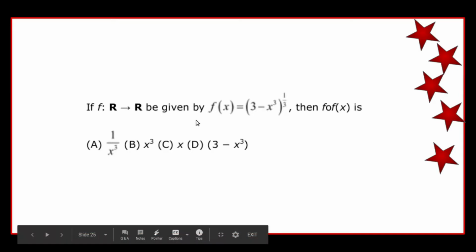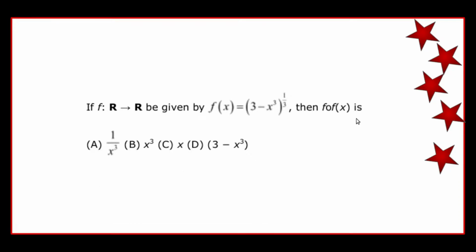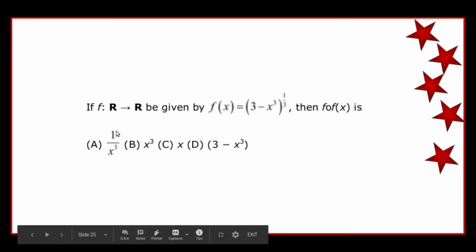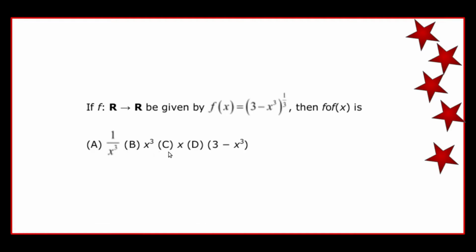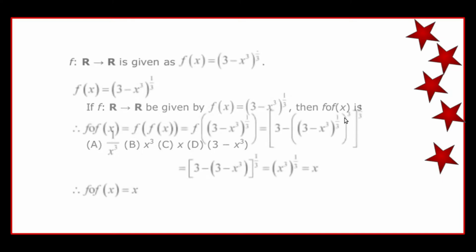f from R to R is given by f of x equal to 3 minus x cube raised to 1 by 3. Then f composite f of x is: options A 1 by x cube, B x cube, C x, D 3 minus x cube. We have to find f composite f of x.